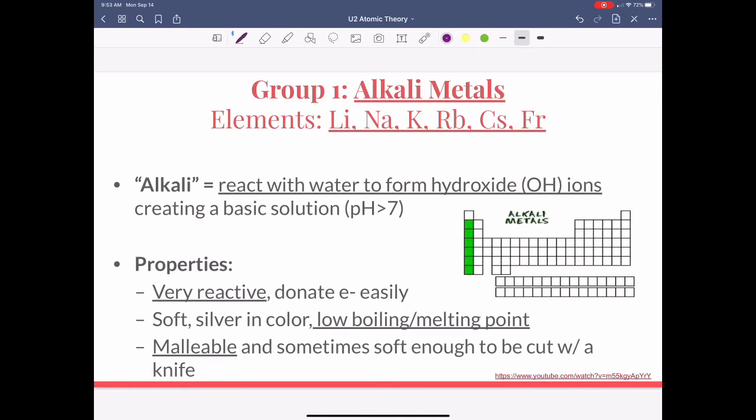They're soft, typically silver in color, and have a low boiling and melting point. So that metal is going to melt really easily. They're malleable and sometimes soft enough to be cut with a knife. Think about sodium, Na. That is part of table salt. So very easy to be cut with a knife. Low boiling point means it does not take much heat for that to melt down. So what you need to know here is that group 1 is named alkali metals, and here are our properties.